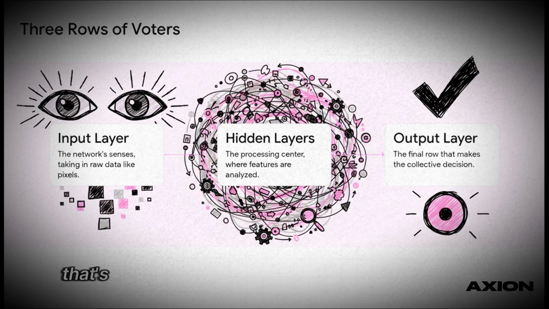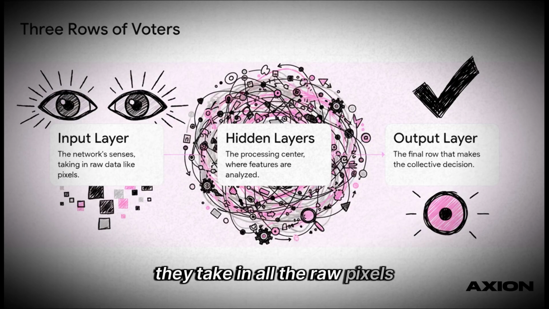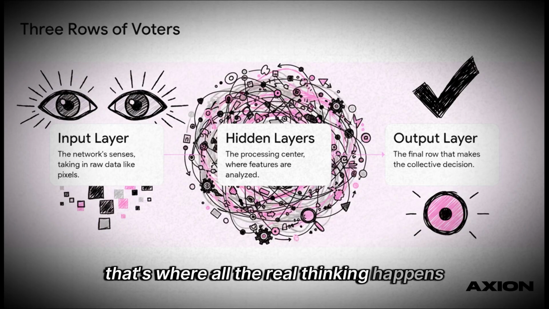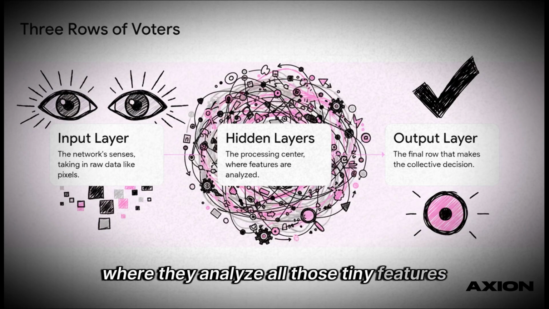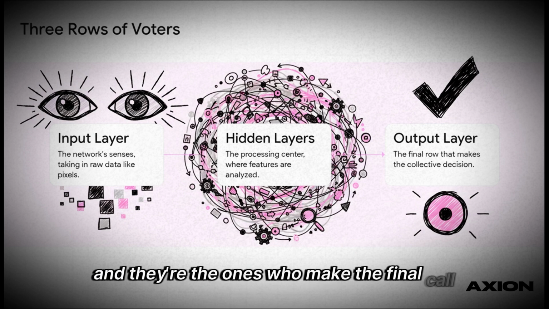No, they're actually organized into three main sections, or rows. The first row, that's the input layer. They're like the network's eyes. They take in all the raw pixels. The middle rows, the hidden layers, that's where all the real thinking happens, where they analyze all those tiny features. And then you have the final row, the output layer, and they're the ones who make the final call.